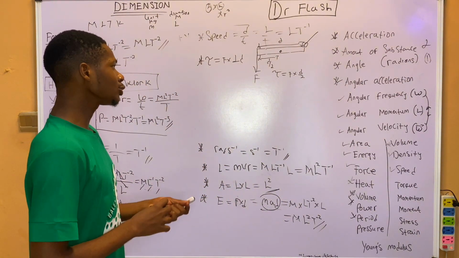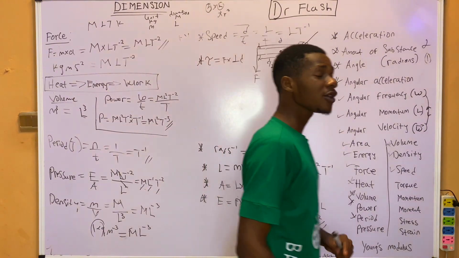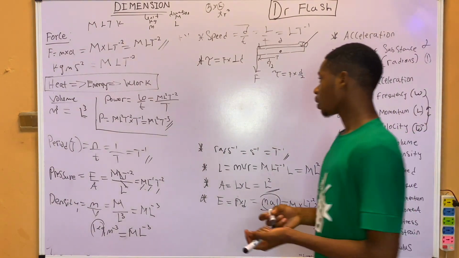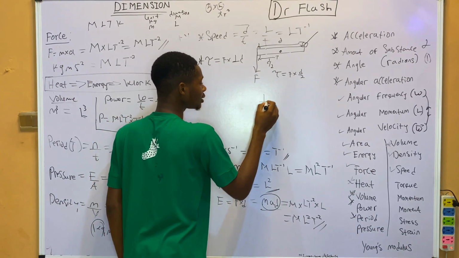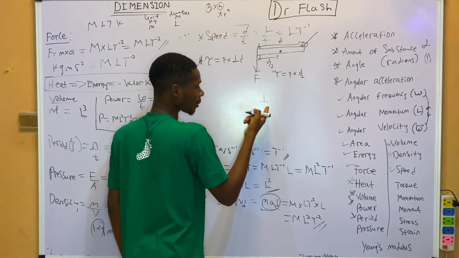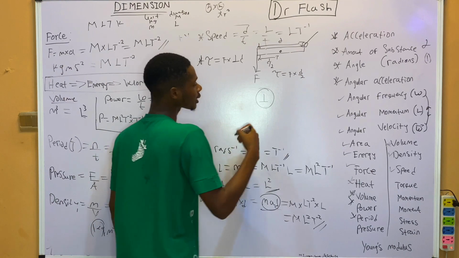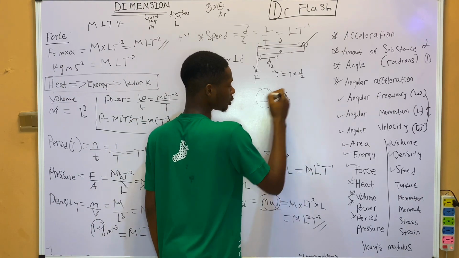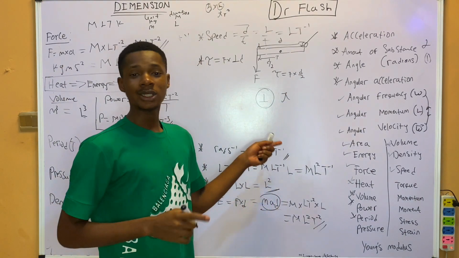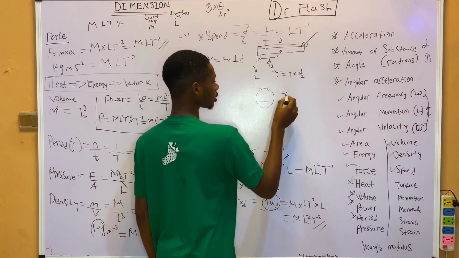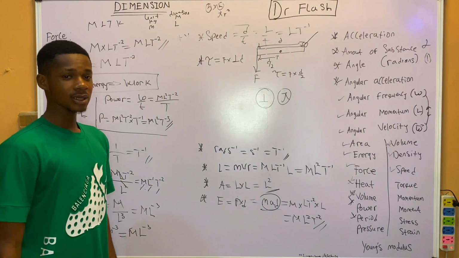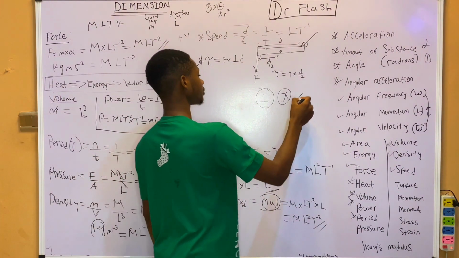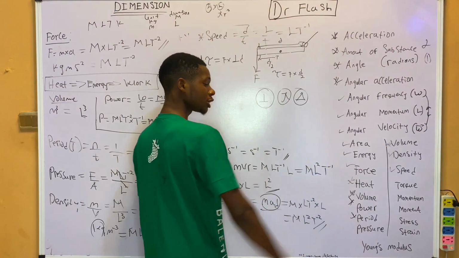But take note that there are certain things that should never show up when dealing with dimension. An example is symbols like this, which tells us that it is perpendicular, should not show up. Constants too should not show up when dealing with dimension. Constants like pi should not show up, even if the formula contains pi. Another thing is another Greek symbol, which is delta. Delta, change, should not show up.